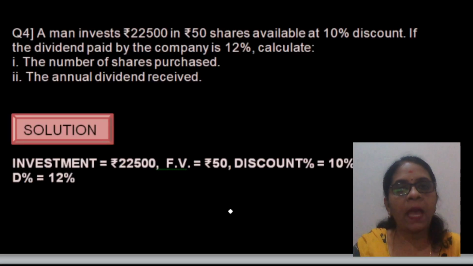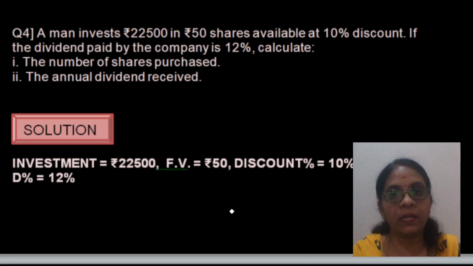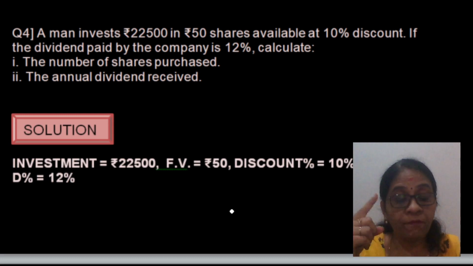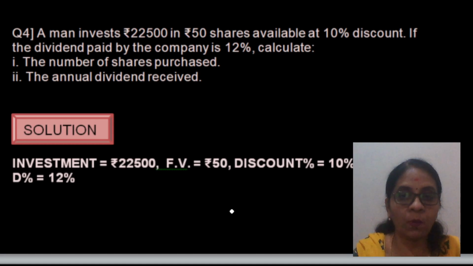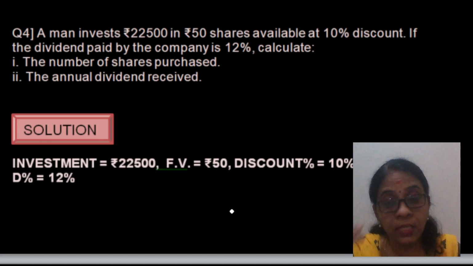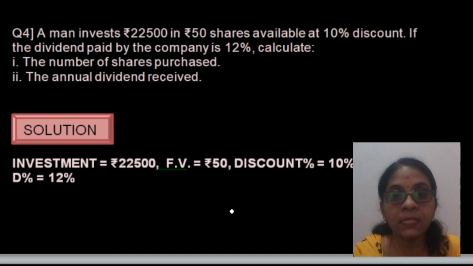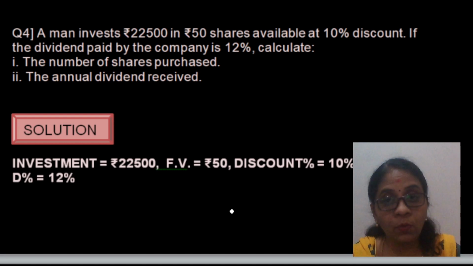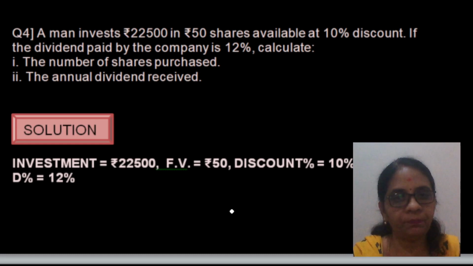A man invests 22,550 in shares available at 10% discount. Now we found a sum with premium percent. This question is with discount, and it is not just discount, it is discount percent, which means the market value is less than the face value and you have to convert that percentage to a number. The dividend paid by the company is 12%. Calculate the number of shares and the annual dividend received.